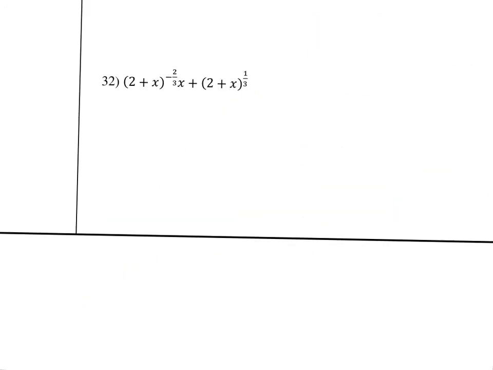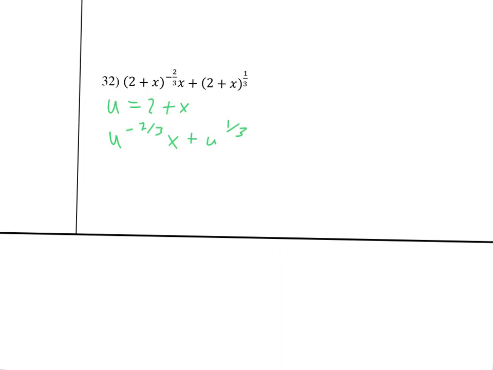All right, last up here, we'll take a look at number 32. So for number 32, I'm going to use some u-substitution again. I'm going to let u equal 2 plus x. And so this looks like u to the negative 2/3 power times x plus u to the 1/3 power.